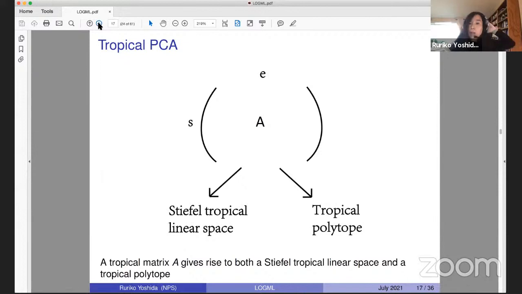So we define, in one paper, that there are two types of tropical PCA. One is the tropical linear space, and another one is the tropical polytope. Here we talk about the tropical polytope because it makes sense. But we are actually developing tropical PCA as a tropical linear space for phylogenetic trees, over the space of phylogenetic trees. I'm developing that right now, but I'm going to talk about the polytope version.